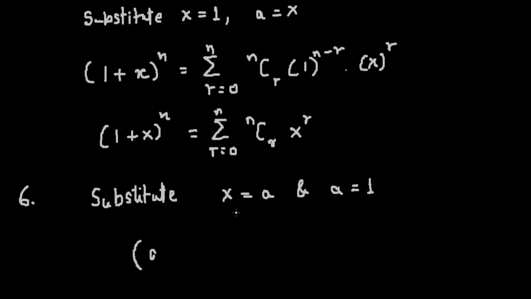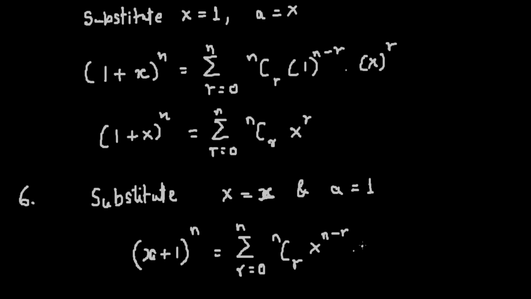Okay, wait, my bad. So what we're going to do, let's keep x as x only. What we're going to do is only replace a with 1. So this is x plus 1 raised to the power of n. So this is sigma r goes from 0 to n nCr x raised to the power n minus r times 1 raised to the power of r, which is equal to sigma r equals 0 to n nCr x raised to the power n minus r.